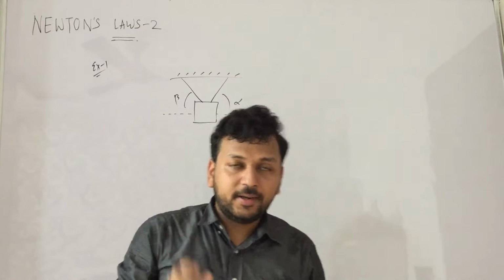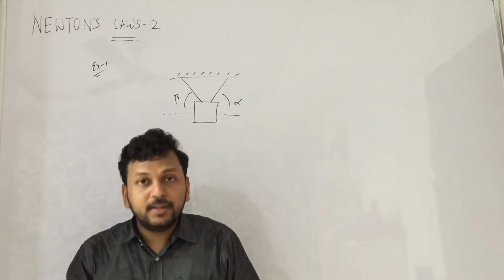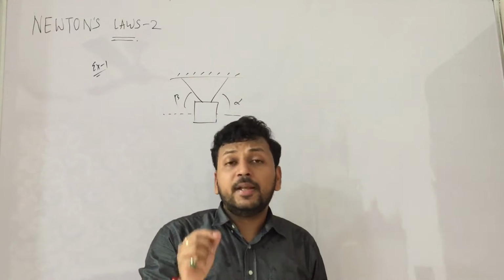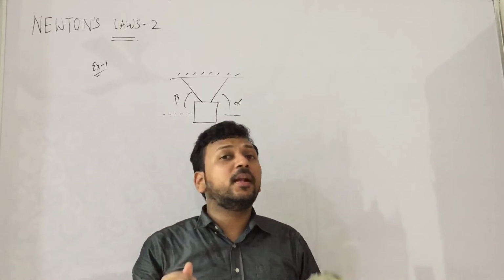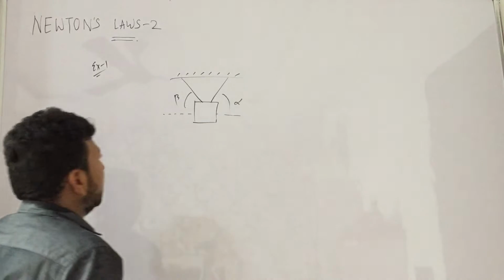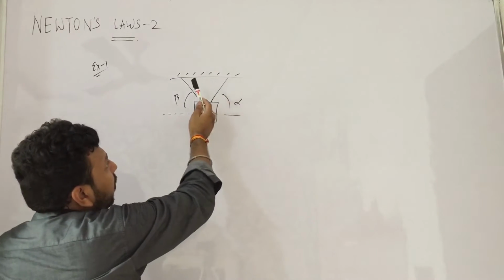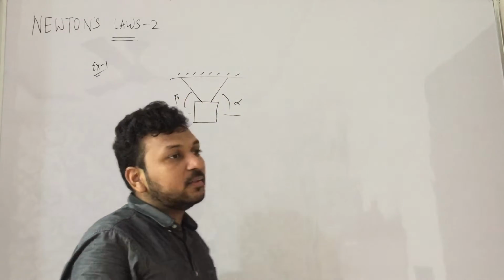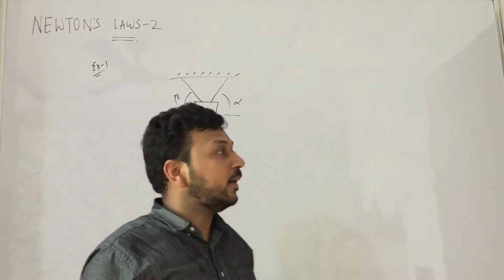First of all, understand this thing: whenever there is one string, there is one tension. Whenever the string changes, you have to consider a different tension. It may come out the same, but you have to consider it different, because the tightness in this string may not be the same as in this string. One string may be tighter.